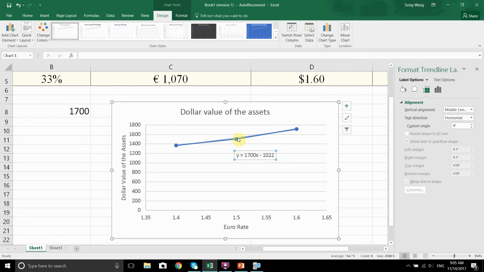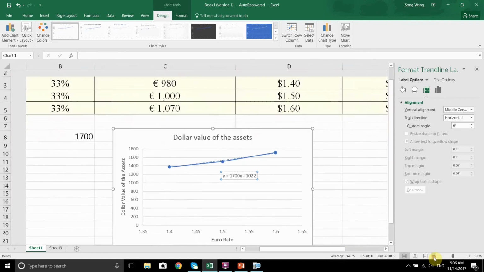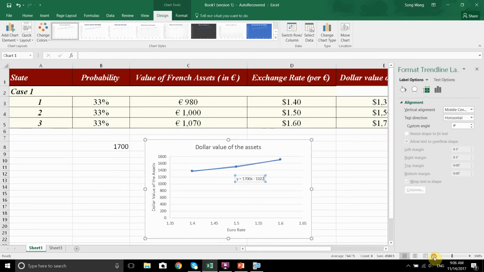And the equation of the blue line, which is the best fit model, the regression line, gives the equation y equals negative 1022 plus 1700 times x. So this 1700 is your multiplier, and once again, that's your economic exposure. So how do we explain this number of 1700 generated from 3 different methods?